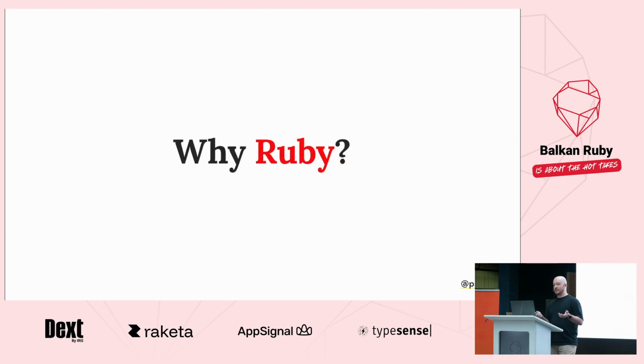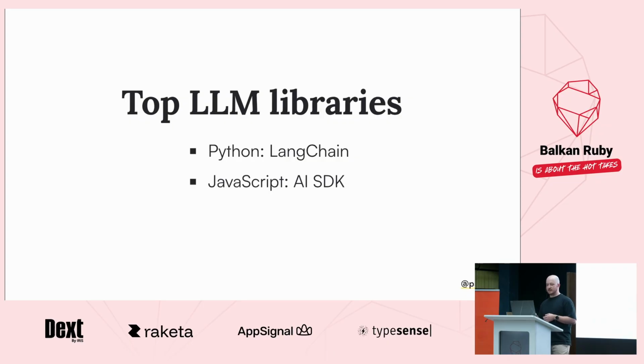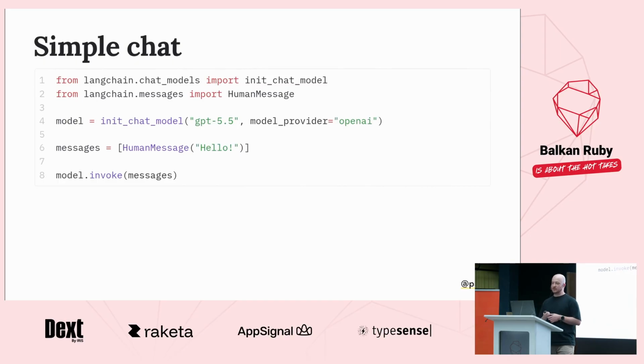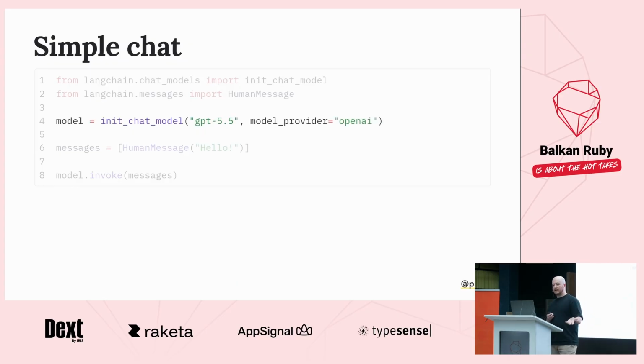But you would ask, why Ruby? Right? So let's look at the top LLM libraries in Python with LangChain, in JavaScript with AI SDK, and in Ruby with RubyLLM. Let's look at simple chat. So this is how to do it in LangChain. You first need to import a couple things. First, you need to import an initChat model function, and then a human message class. And then you need to instantiate this chat model, and then pass the provider to that. So you need to know which models belong to which providers somehow.